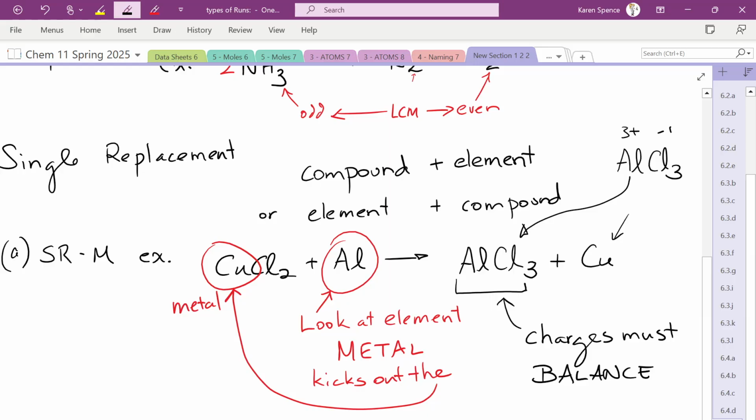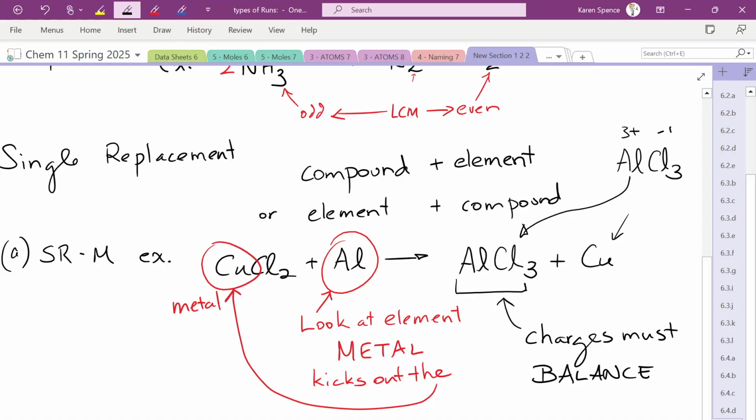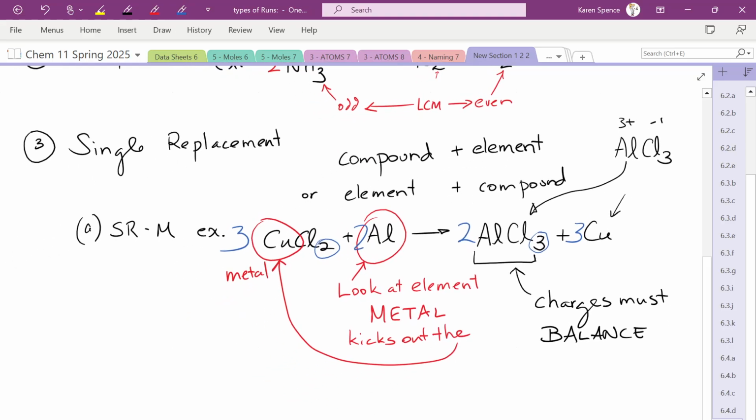And at that point, then you can balance it by saying, I have an odd and an even, so I'm going to put a 2 here and a 3 here, and that gives me 3 copper, and that gives me 2 aluminum. Okay?